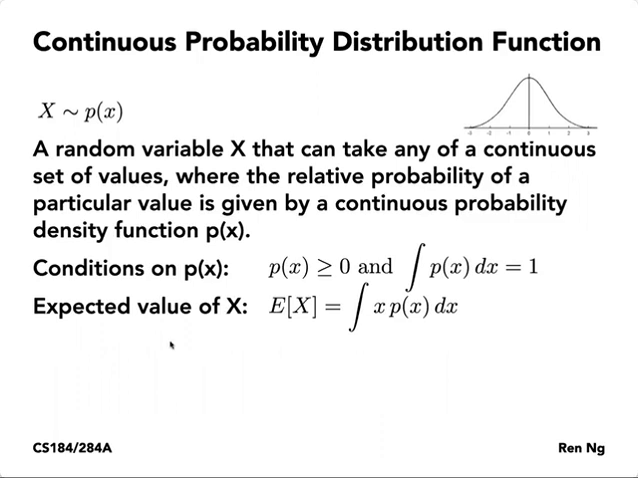The expected value of X is just the same as a summation, but we take the limit as the number of values goes to infinity, and the discrete sum turns into an integral. So the expected value of capital X in this case is equal to the integral of x, the value, times p of x, the probability we choose that value, integrated dx. Okay, so all this is by direct analogy to the discrete case.